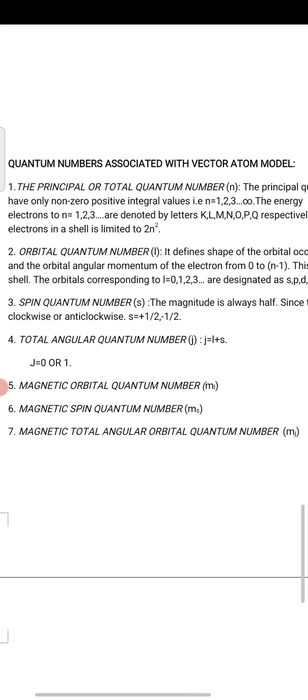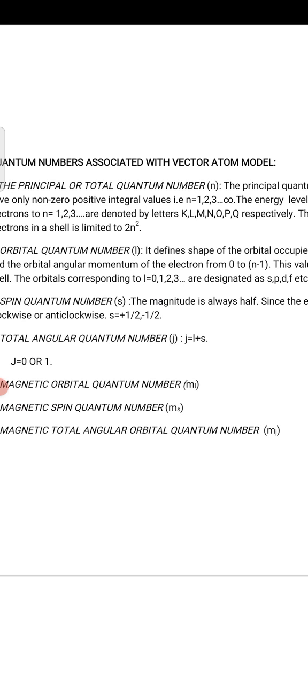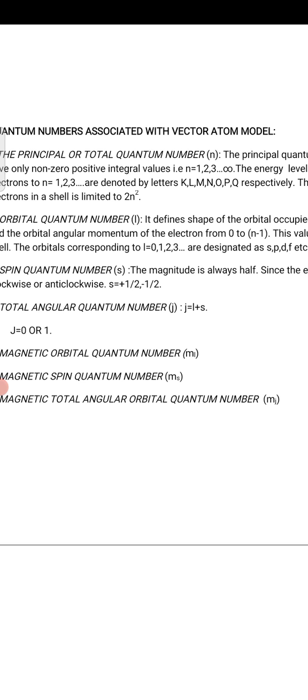The second one is the orbital quantum number, denoted by small l. This quantum number shows the shape of the orbital occupied by the electron and the orbital angular momentum of the electron. The orbital quantum number of the electron starts from 0 to n minus 1. This value refers to subshells. The orbitals corresponding to l equal to 0, 1, 2, 3 are designated as s, p, d, f, etc.